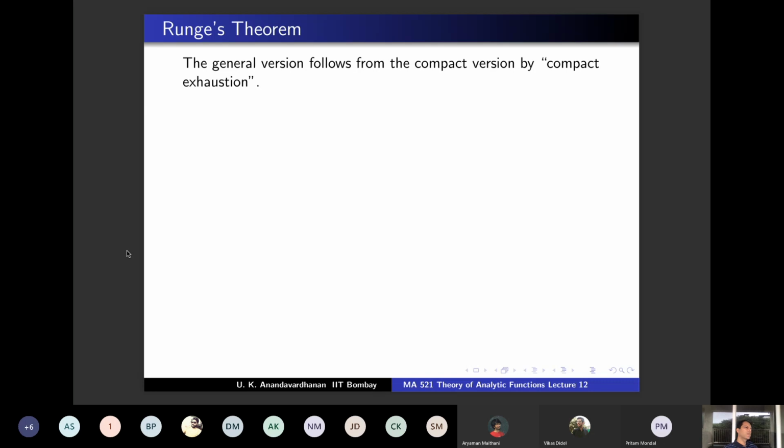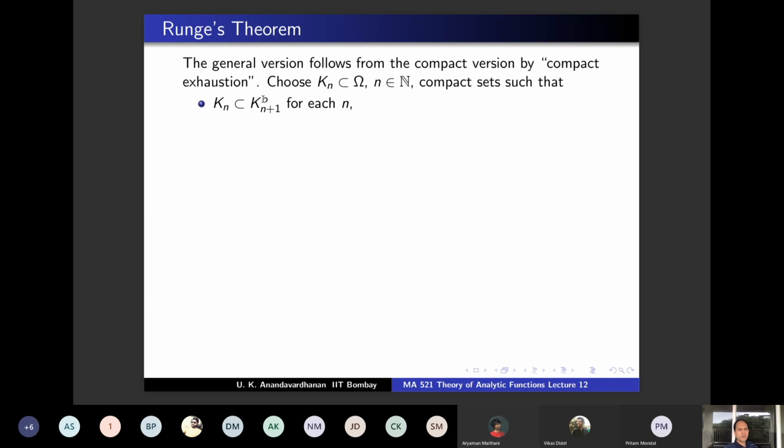What I mean is what I sent you on WhatsApp. You can choose Kn, n natural numbers 1, 2, 3, etc., contained in omega. These are all compact sets such that these three properties are true. Each Kn is contained in the interior of Kn plus 1. We don't really need the interior in this proof; contained in Kn plus 1 is enough.